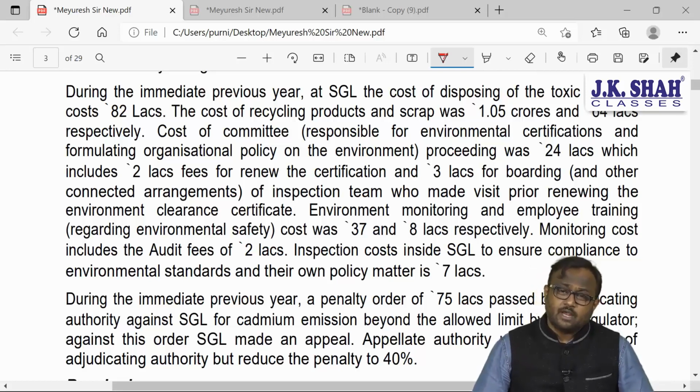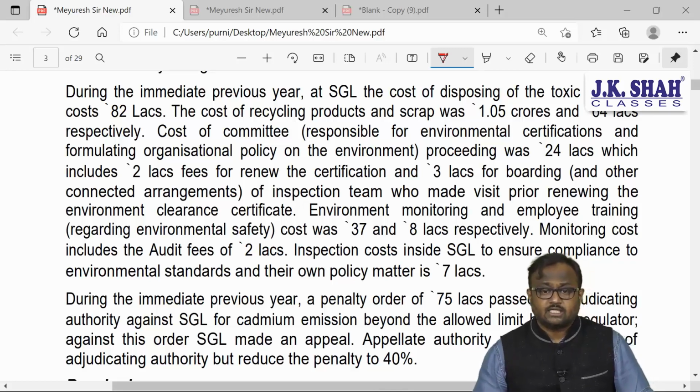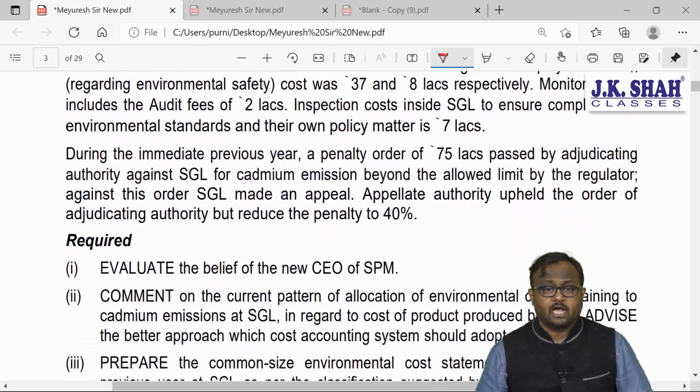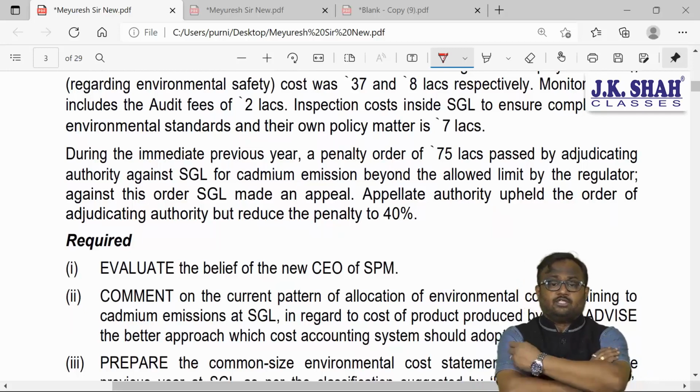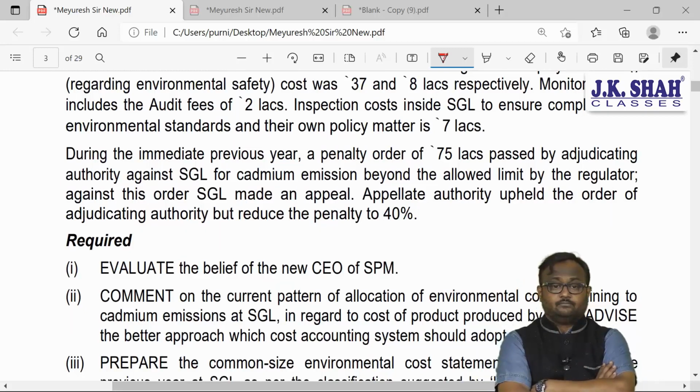मतलब procedures पे ही you are spending so much currently. Environment monitoring and employee training cost is 37 lakhs and 8 lakhs respectively. Monitoring cost includes audit fees of 2 lakhs. Inspection cost inside SGL to ensure the compliance to environmental standards and their own policy matter is 7 lakhs.